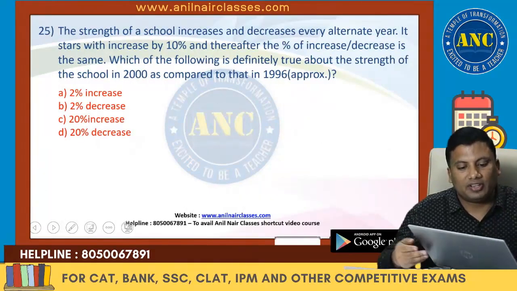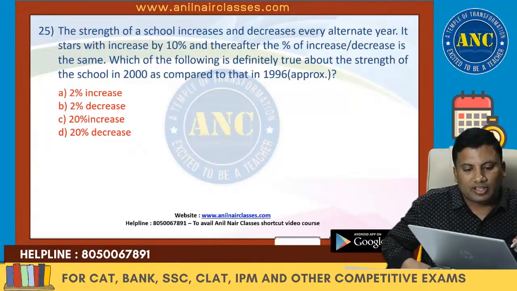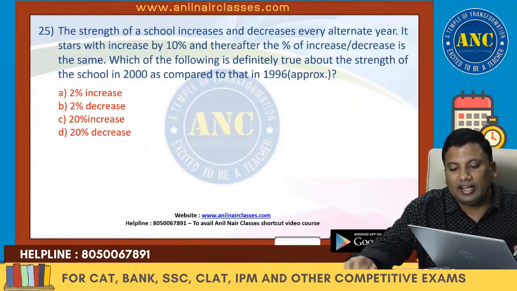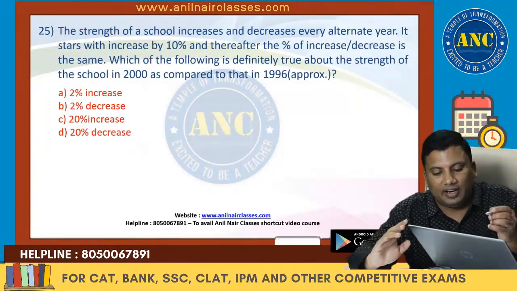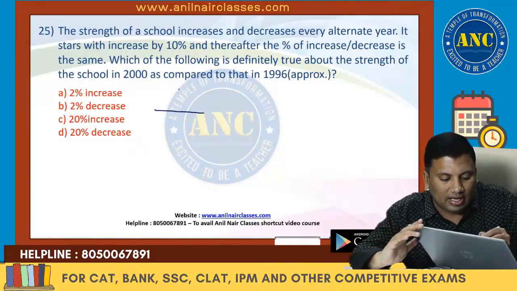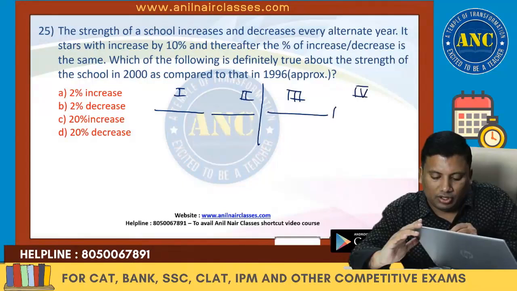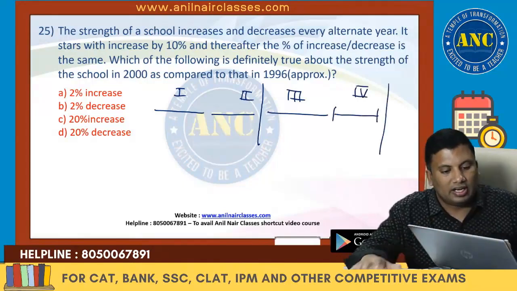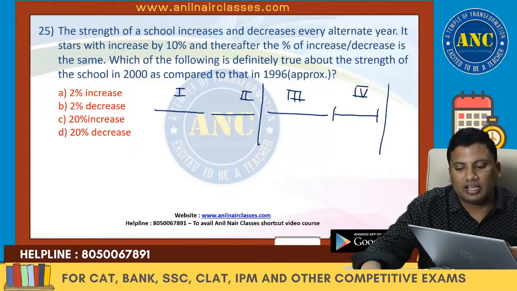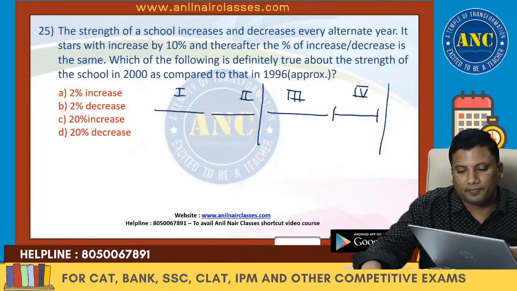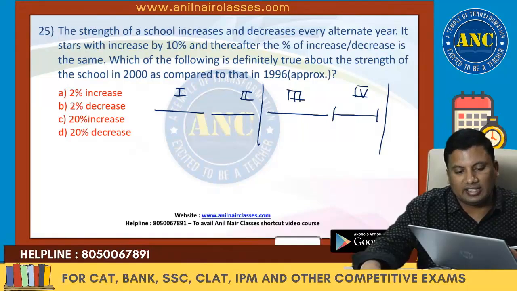The strength of a school increases and decreases every alternate year. So there is a first year and there is a second year. Then there is a third year and then there is a fourth year. It starts with increase of 10 percentage and thereafter a percentage decrease, it is the same.